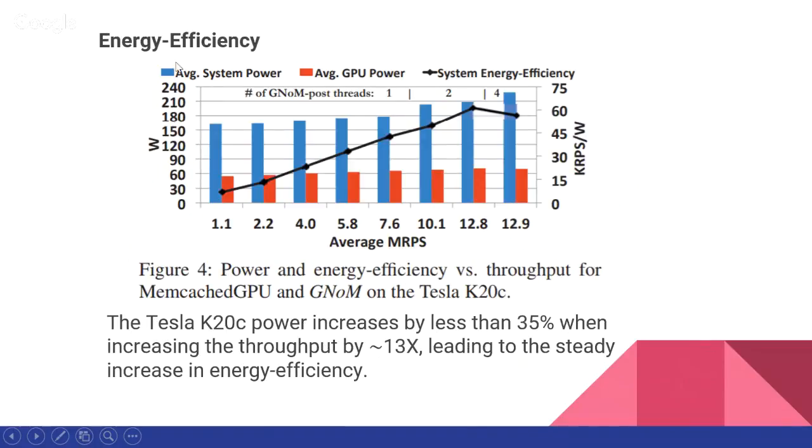Finally, we come to the energy efficiency graph. We can see that for the Tesla, which uses the GNoM software architecture, when the throughput increases by 13 times, the power increases by less than 35%, which leads to a steady increase in energy efficiency.